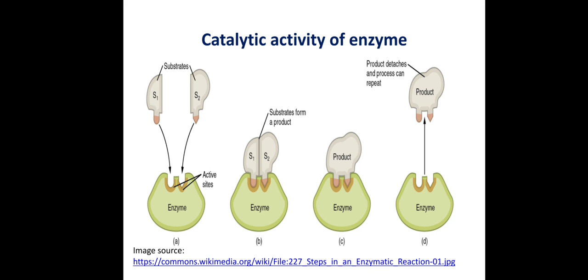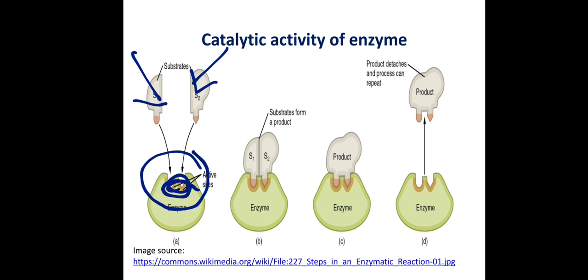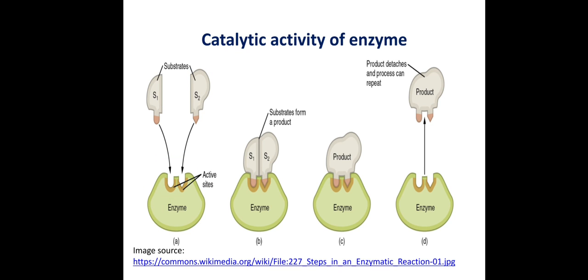Next, this is the picture of the catalytic activity of the enzyme. So there is an enzyme, there are two substrates, substrate 1 and 2. Both of these will bind here. I said there is an active site, so they bind to the binding site, which is shown here in a somewhat yellowish color. So they bind to the binding site, and then a bond is added between these two substrates.